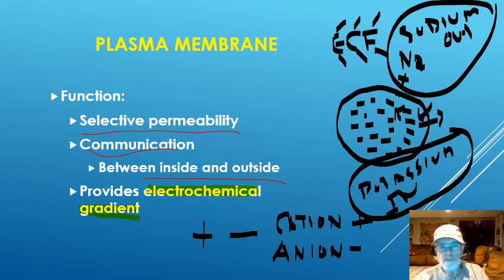Don't bother your mind with that. I'd like you to know about cations and anions. So cations are positively charged ions, anions are negatively charged ions. Okay, so let's go on from there.